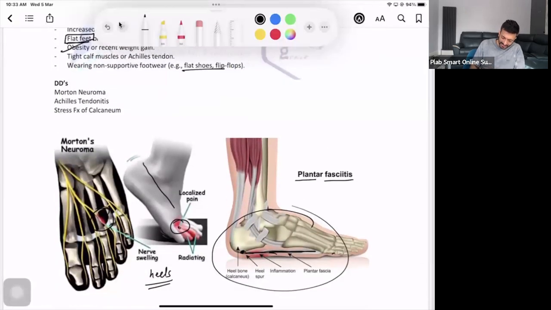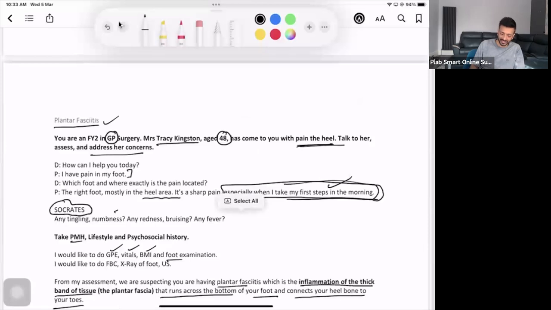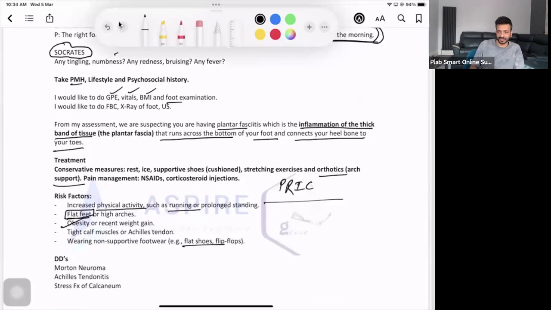Have a look at this picture. I think that will make your life easy. Plantar fasciitis is the inflammation of this fascia, and pain is going to be in this area. Whereas when we get Morton's neuroma, pain is going to be in this area, on the second, third, or third, fourth metatarsal. Why? Because the patient is wearing high, pointed heels, and that's the main reason. All right, so that is what we have in Morton's metatarsalgia and plantar fasciitis.